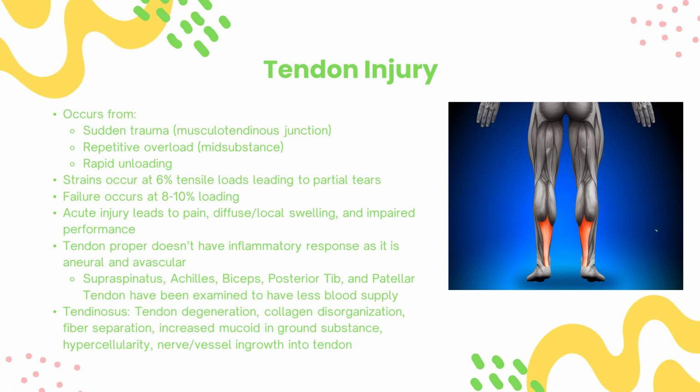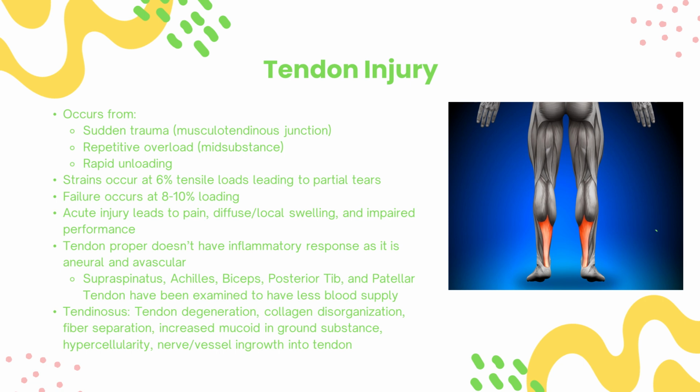All right, so strains of the tendon and partial failure. So strains are when those fibers are starting to disconnect a little bit or get pulled past their threshold. When that occurs, that typically occurs at about 6% of a tensile load. And then once we get into the 8 to 10% of stress and tensile loading to the tendon, that 8 to 10% stress and stretch to the tendon can cause tissue failure.